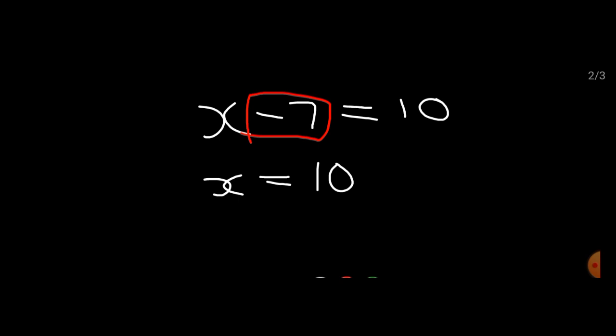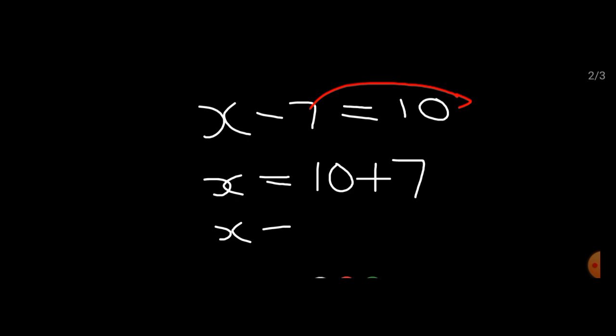Remember, we regulate the sign of the number. That is negative 7. This means 7 needs to go to the other side. Yeah, it changes from negative 7. You have a positive 7. And then we have x equal to, what is 10 plus 7? It's 17. And then we solve x.